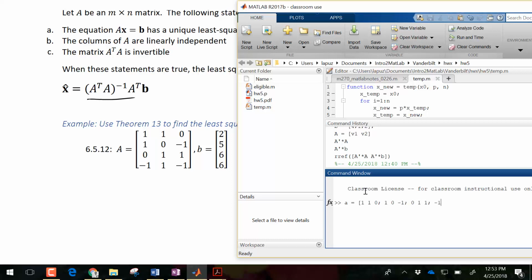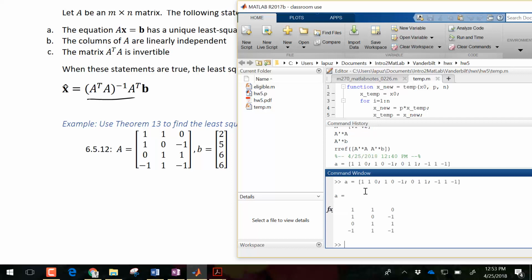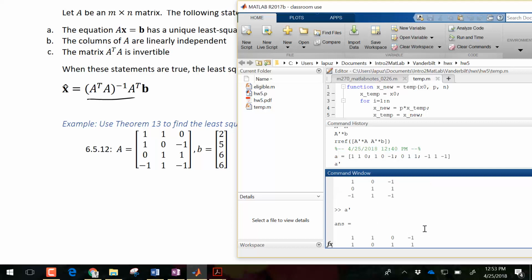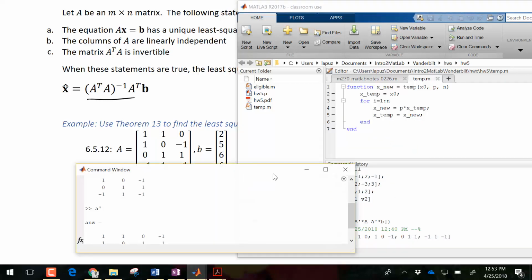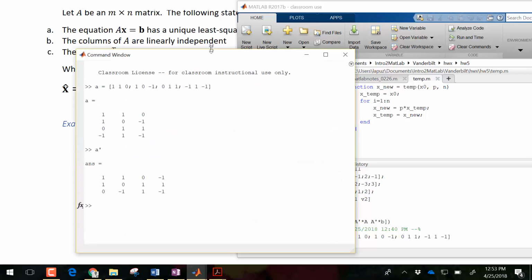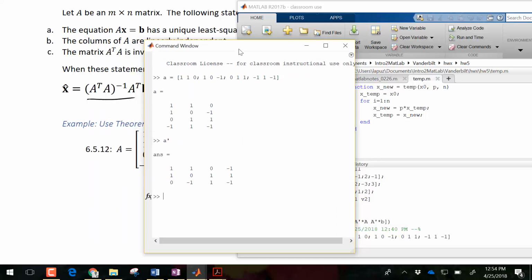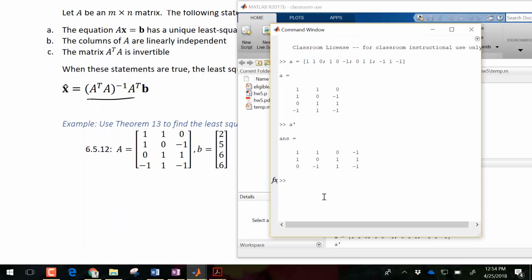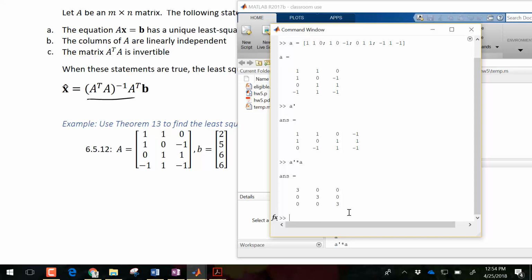Who's going to supervise? All right. So we have A transpose and A, and then we can figure out what. Maybe I should pop this window out. Can I pop this window out? So I want A transpose times A. Wow, look at that.